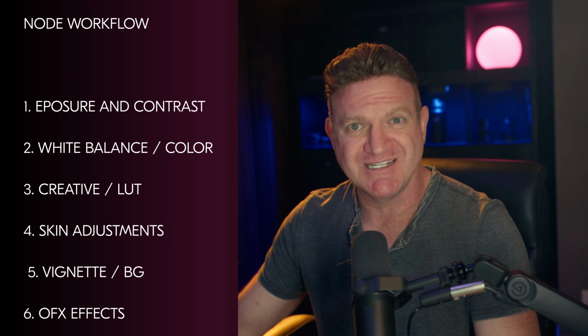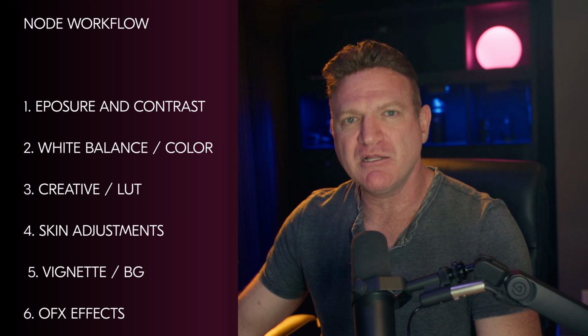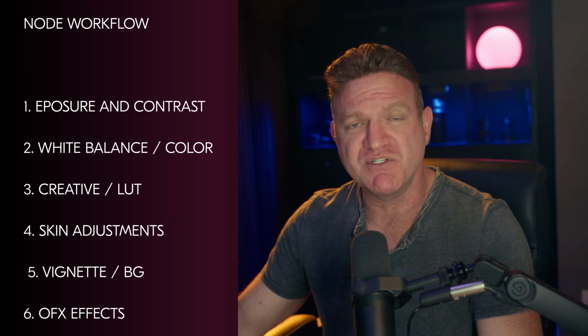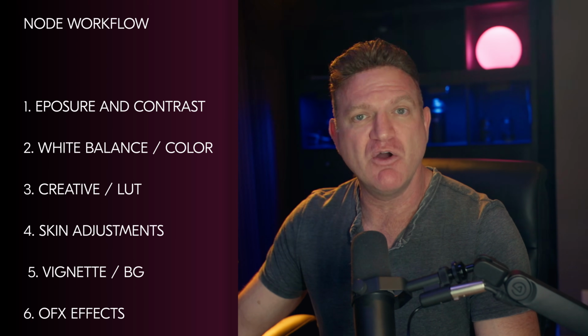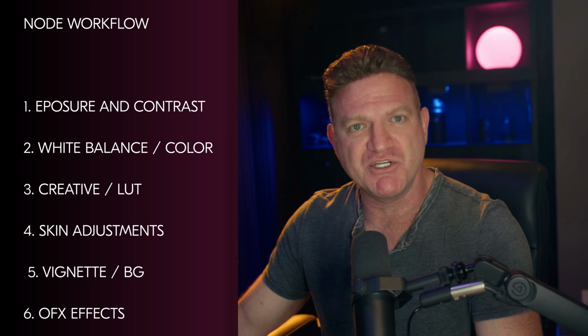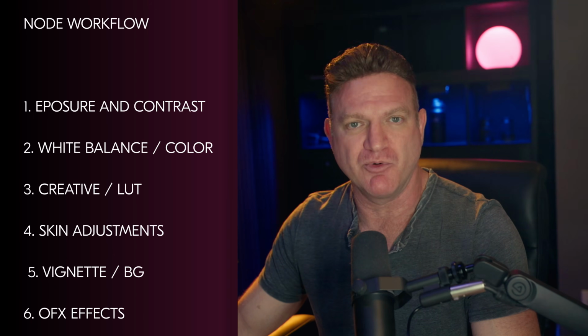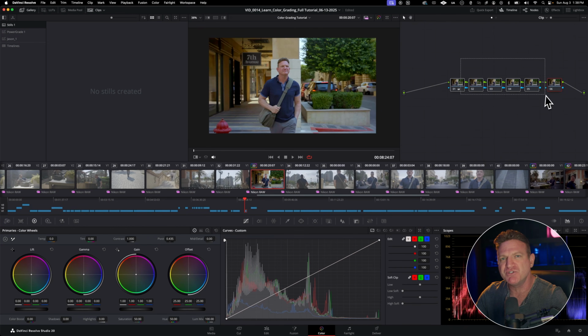Here's a simple, clean workflow that you can use in most projects. Node 1, exposure and contrast corrections. Node 2, white balance and color balance. Node 3, a creative look or a LUT. Node 4, you do your skin tone adjustments, often using a qualifier or a power window. Node 5 could be a vignette or background adjustments using a window. Node 6 might be your effects like glow or film grain. By splitting your grade across nodes, you can toggle them on and off, adjust individual parts of your grade easily, and keep your workflow flexible for client revisions or personal refinement.